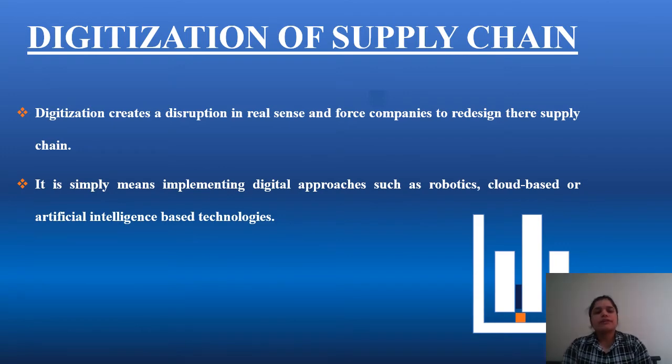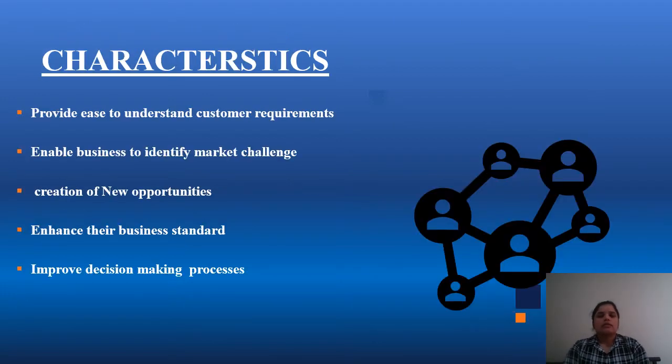Now we come to the digitization of supply chain. Digitization is affecting supply chain in a real sense, and forces organizations to redesign their supply chain to cope with the present needs of every business. It simply means using digital approaches like robotics, cloud-based techniques, or artificial intelligence based technologies to make their supply chain more efficient and effective.